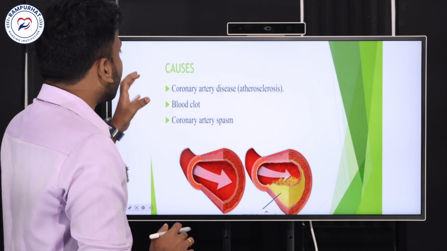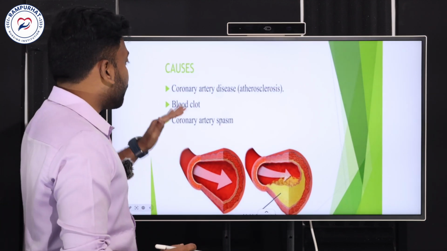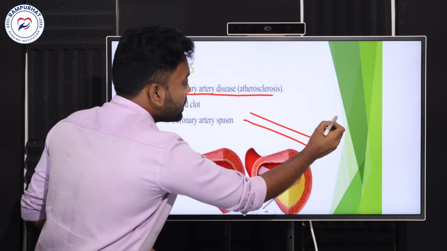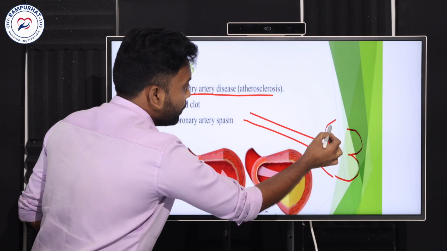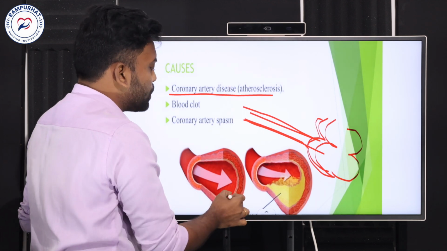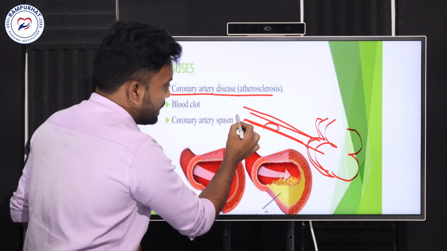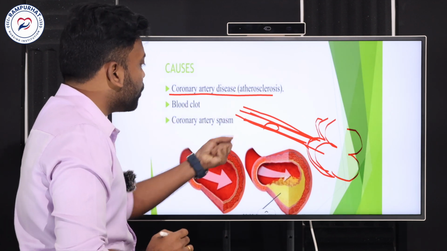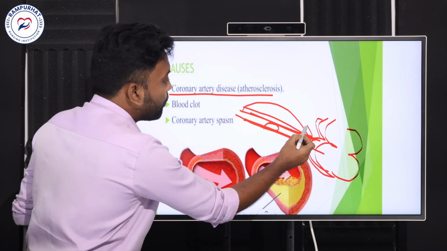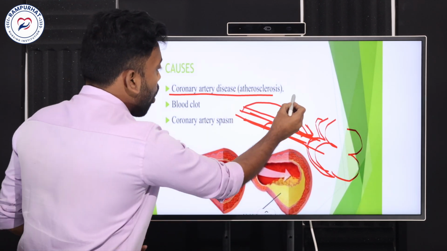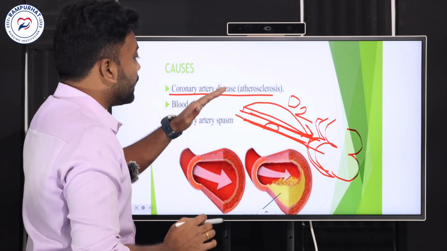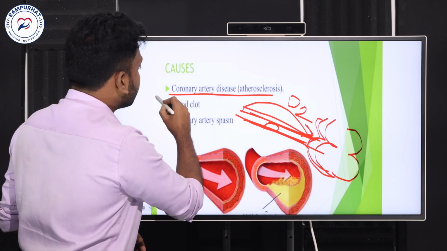Let's see what exactly causes myocardial infarction. The first one is coronary artery disease. The coronary artery supplies blood to the middle layer of the heart. If a cholesterol plaque, that is atherosclerosis, narrows the coronary artery, it leads to insufficient blood supply. When there is insufficient blood supply to the myocardium, there is insufficient oxygenated blood to the tissue of the heart, and the heart functioning decreases. So that is the exact cause of a heart attack.